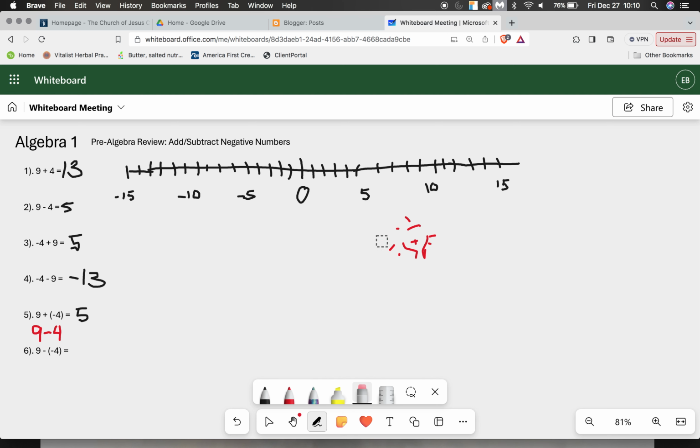The basic rule that you just need to remember is positive and negative together are basically like a subtraction problem. Because when you take a negative 4 away from a positive number, we are subtracting. Alright, and then let's look at problem 6, final problem on this. 9 minus negative 4.